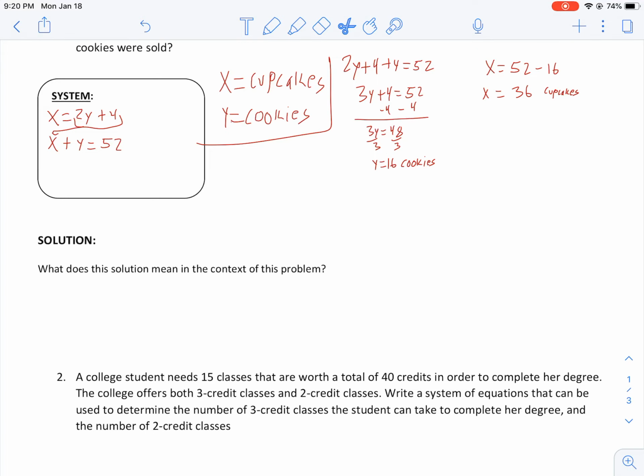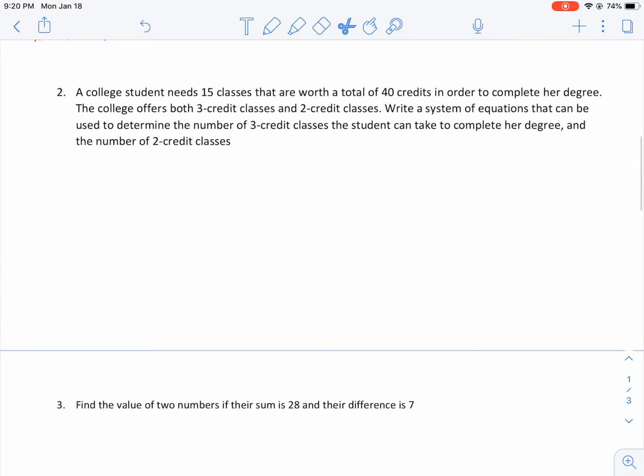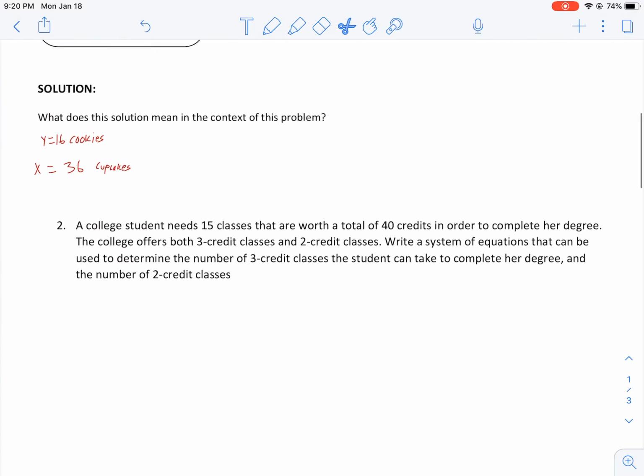I didn't even notice this down here. y equals 16 cookies, x equals 36 cupcakes. Okay. Next question, all right? So that was a substitution one.